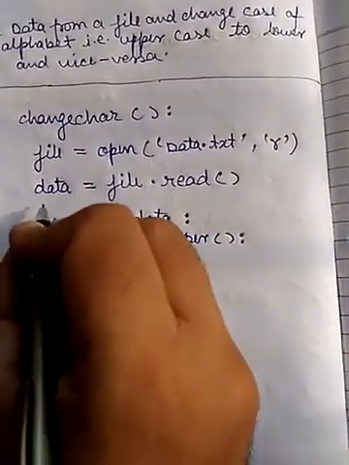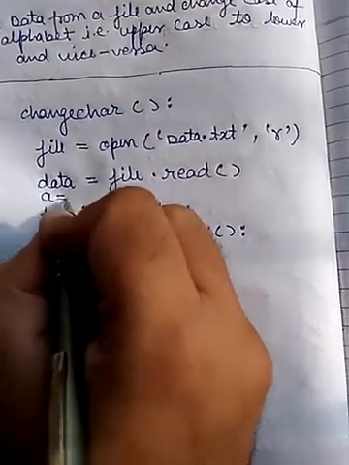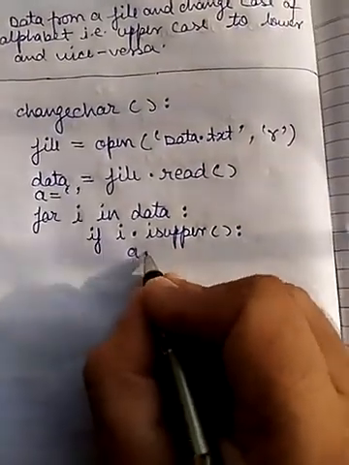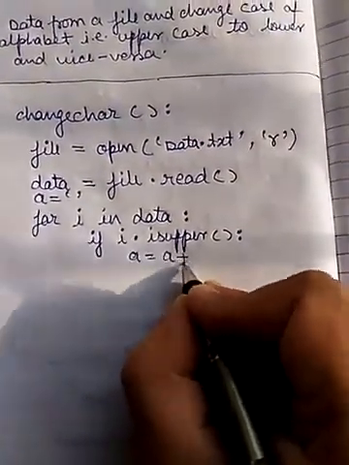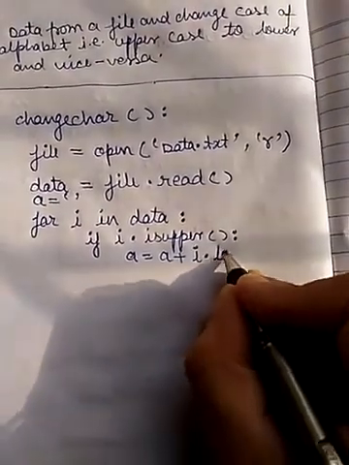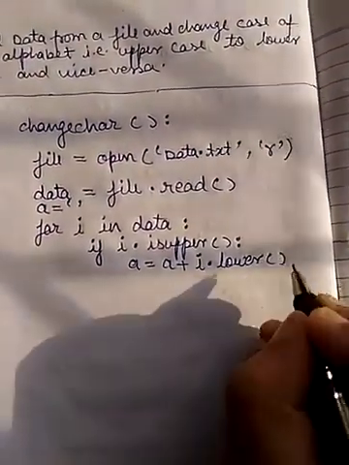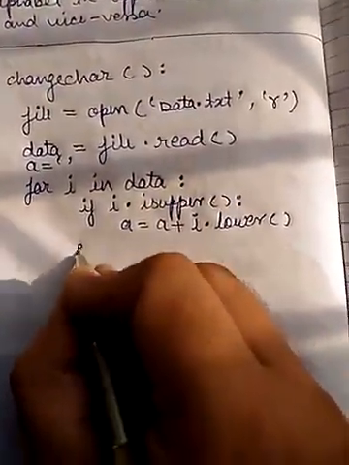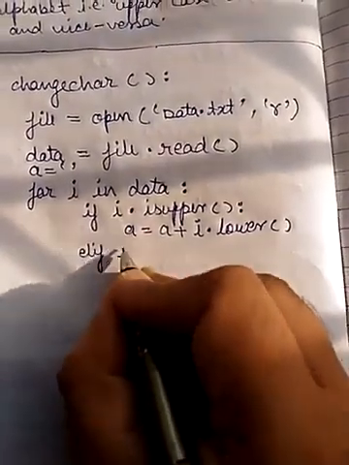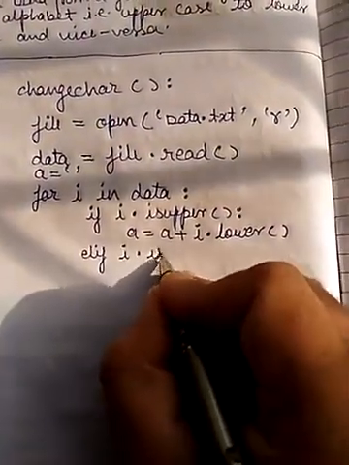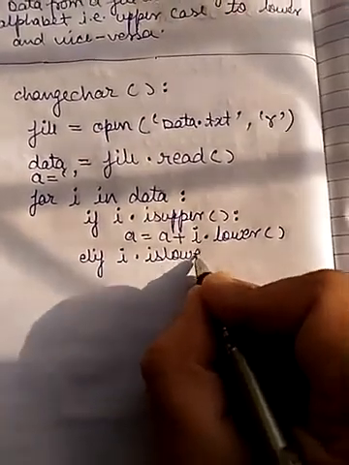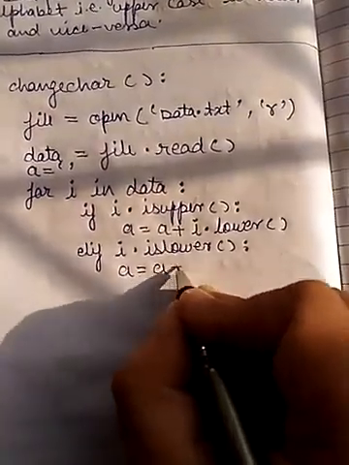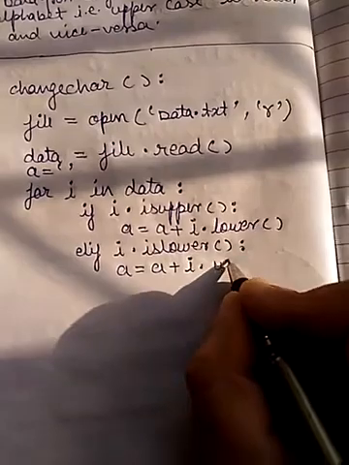For that purpose we are taking another variable, let us say a, a blank string initially. Now what we are doing, a equal to a plus i.lower(). In the same way, elif i.islower(), then a equal to a plus i.upper().